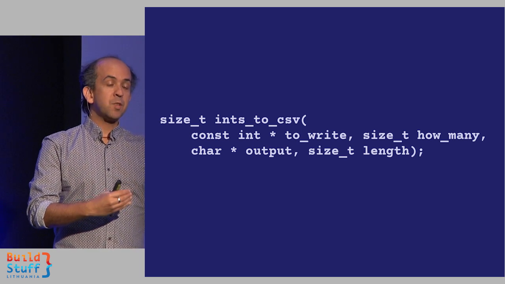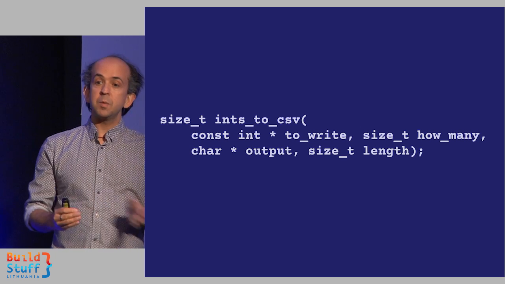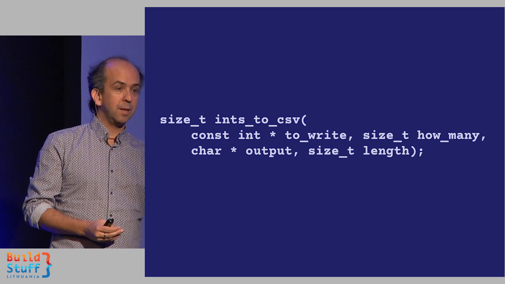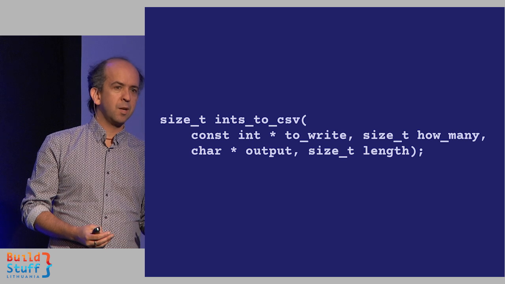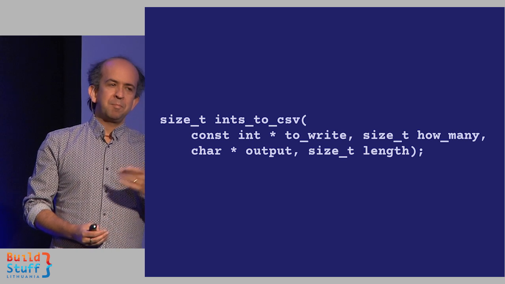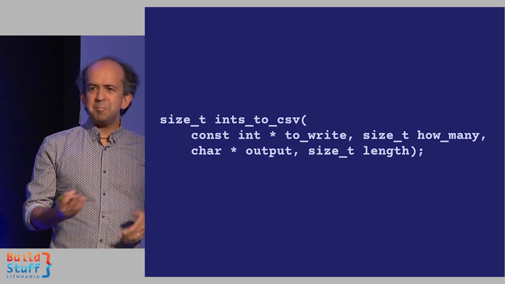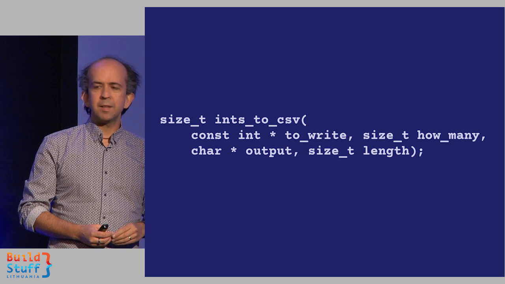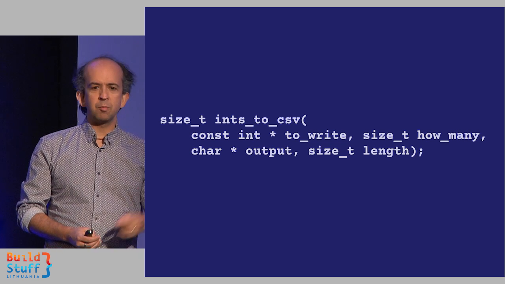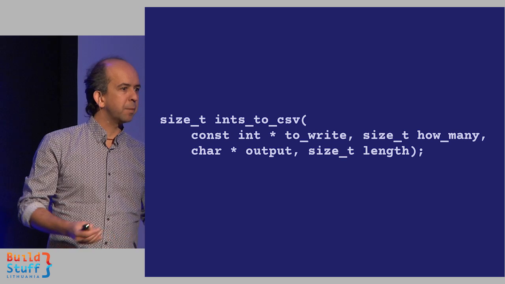Okay? So the idea here is we're going to take integers and write them out with comma separation. Now, comma separation is a trivial task. It's so trivial that every now and then I come across a website that gets it wrong. In other words, they get the commas in the wrong place. They have a spare comma on the end or something like that.